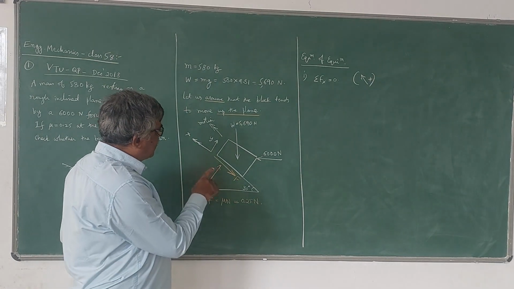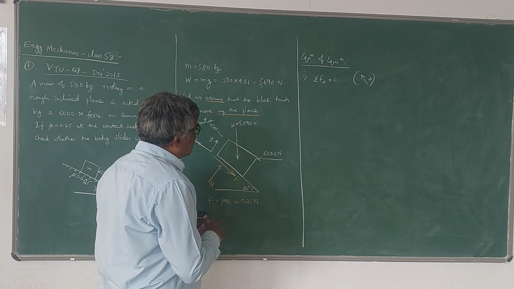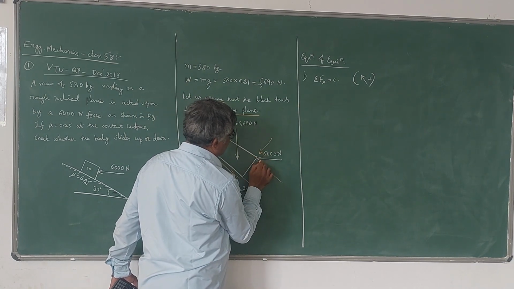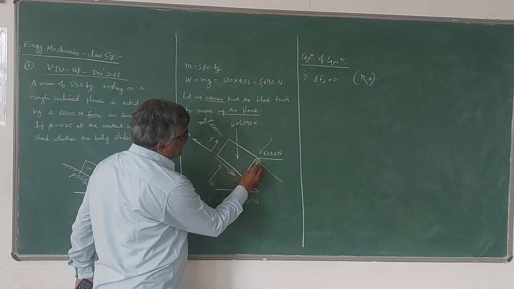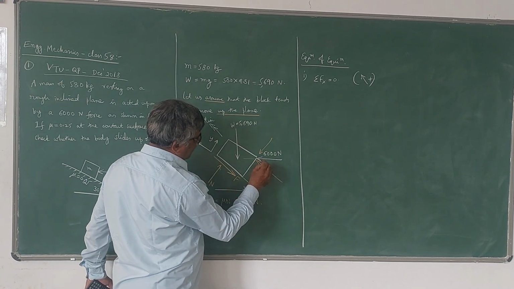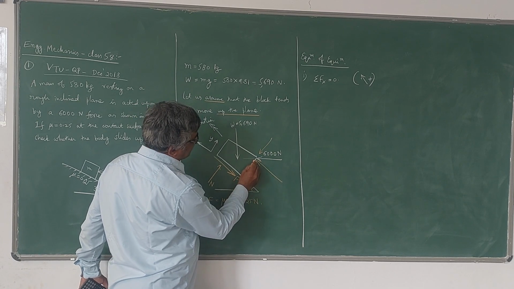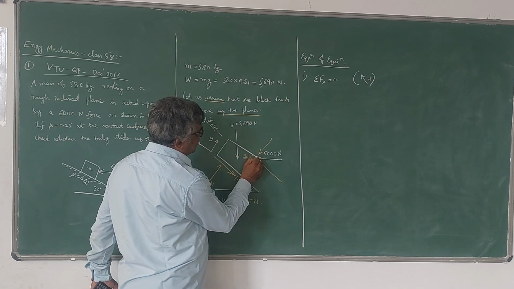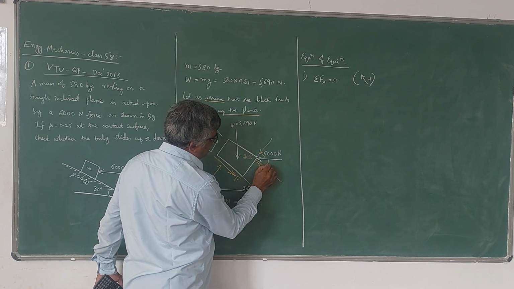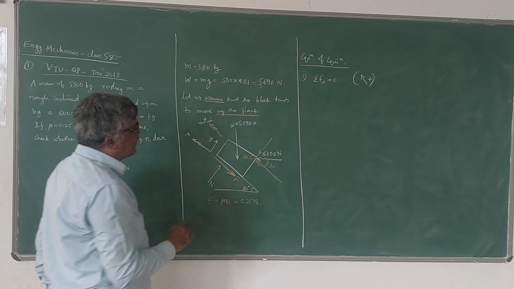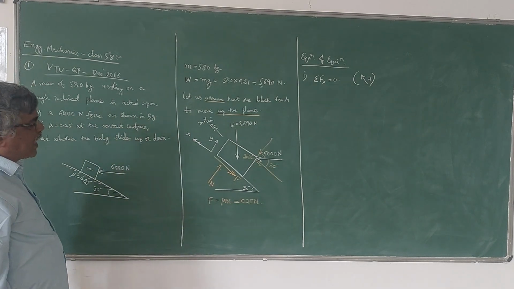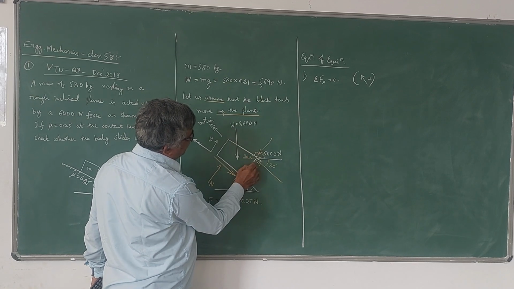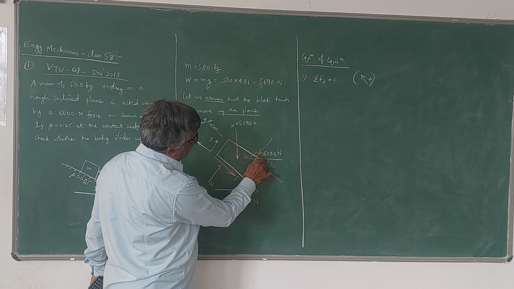In order to have that, I have to resolve this 6000 Newton force also. So this is the resolution. Since this is 30 degrees, this is 30 degrees, so this is also 30 degrees. Since this is 30, this becomes 60, this becomes 30. So this is how we have to take the angles. This is 30, therefore this becomes 30; this is 90, therefore this becomes 60, and this becomes 30.